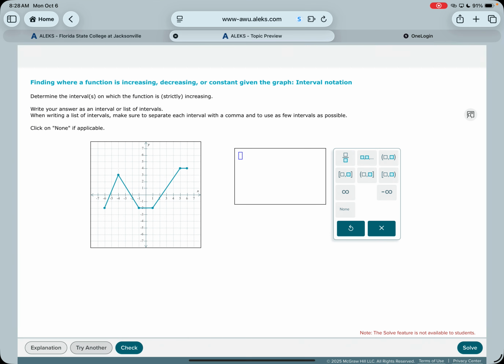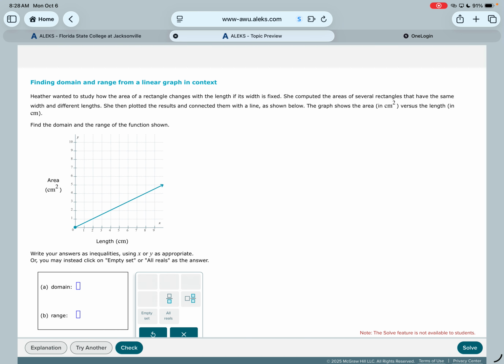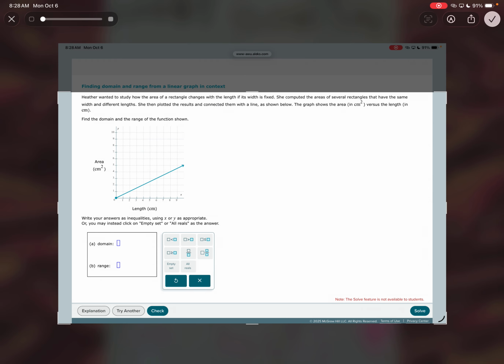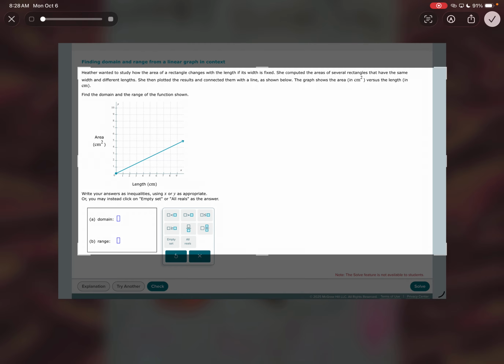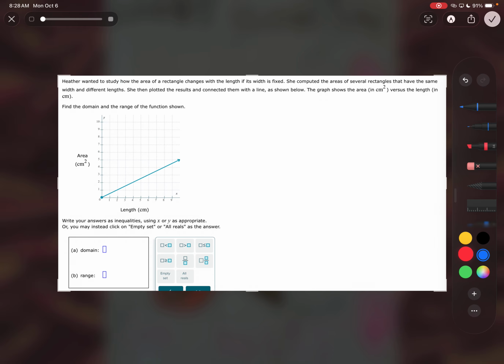Finding a domain and range of a linear graph in context. All right, this one. Heather wanted to study how the area of a rectangle changes with the length if its width is fixed. She computed the areas of several rectangles that have the same width and different lengths, and she plotted this graph below.